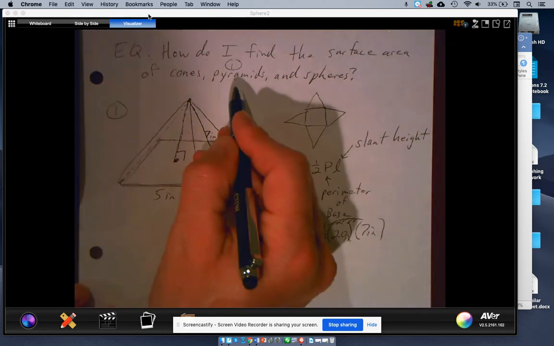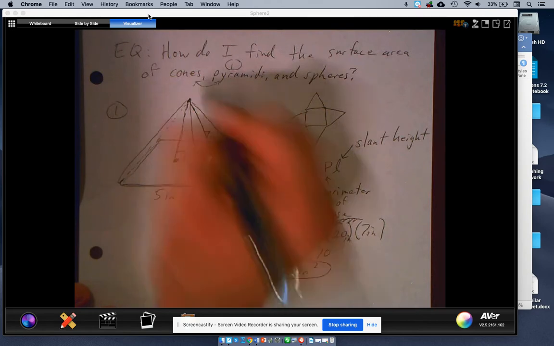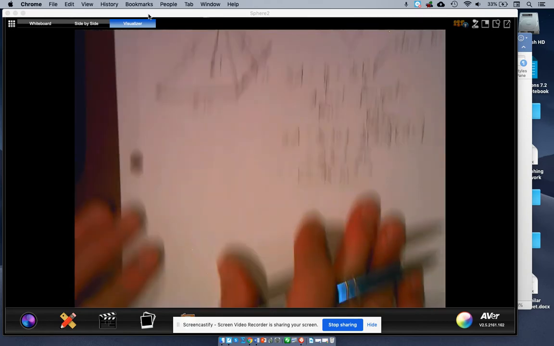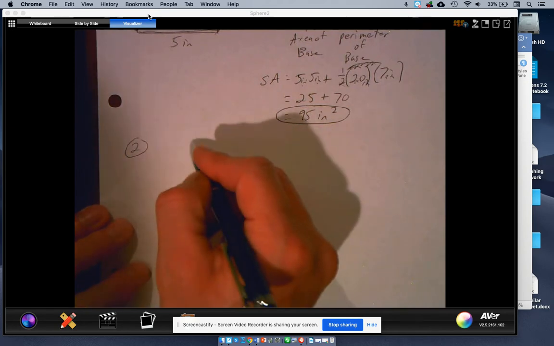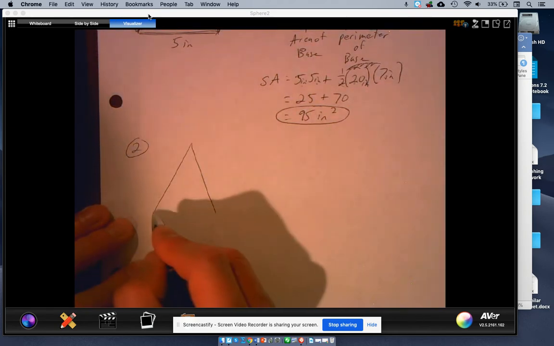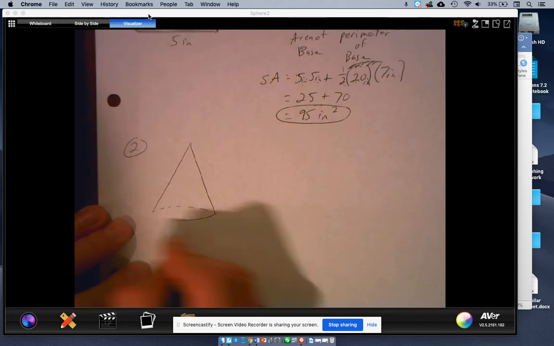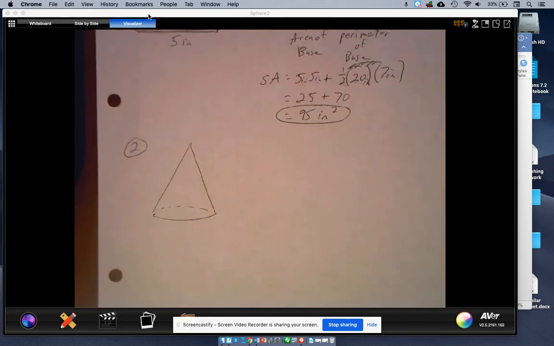So I did pyramid first. These are listed backwards. We'll do a cone next, okay? So let's do a cone. I'll get you the formula for surface area of a cone. So let's just draw a cone. Cones are easier to draw. All you have to do is draw an ellipse at the bottom of a triangle and you have a cone.